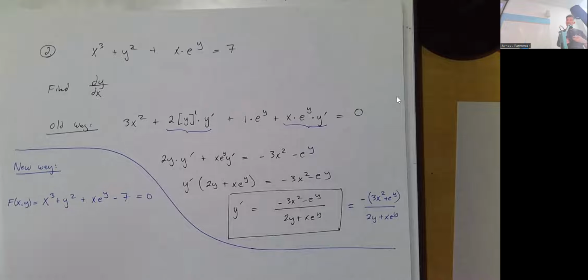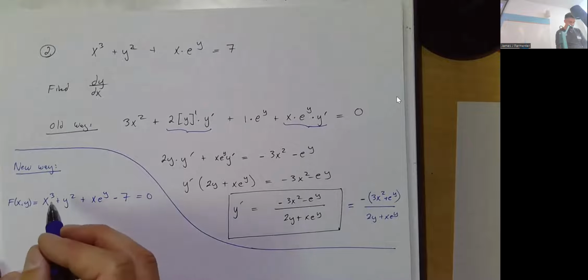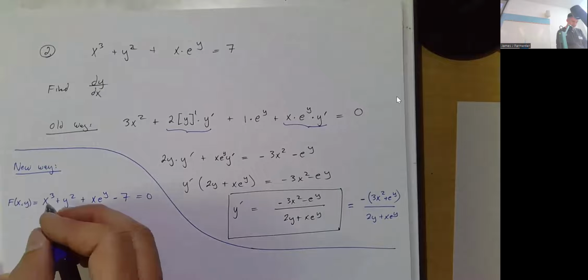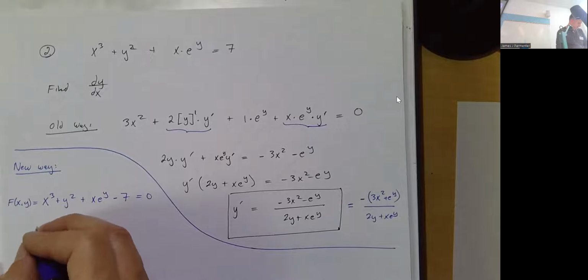And now we're going to differentiate both sides with respect to x again. So we take the partial derivative with respect to x. Well, the partial with respect to x of x cubed is going to be 3x squared.